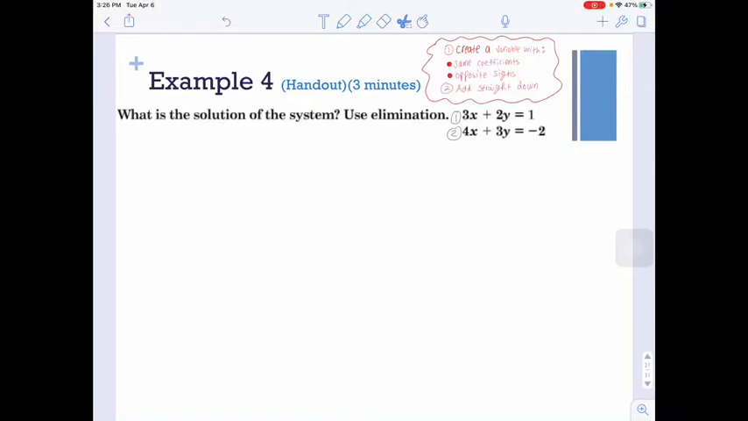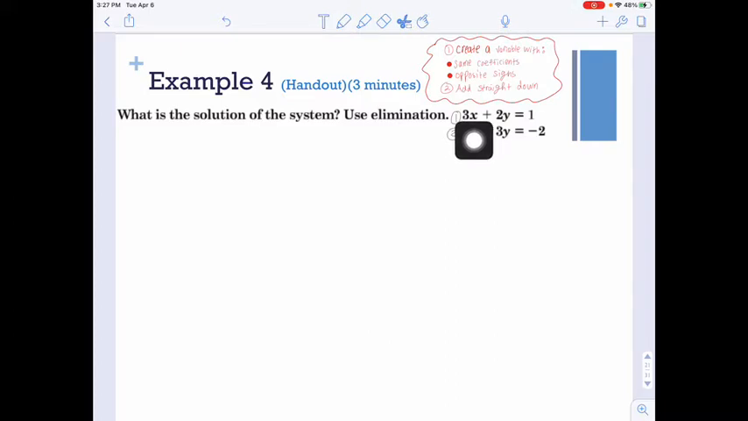Section 4.3, example 4 says, what is the solution of the system? Use elimination. For equation 1, we have 3x plus 2y equals 1, and equation 2 is 4x plus 3y equals negative 2. Up at the top, I have the same reminder as before. First, we want to check the coefficients of our variables.